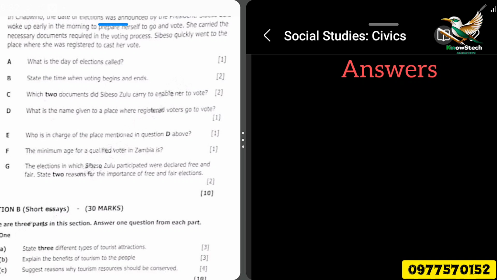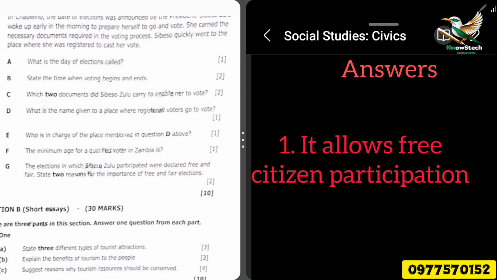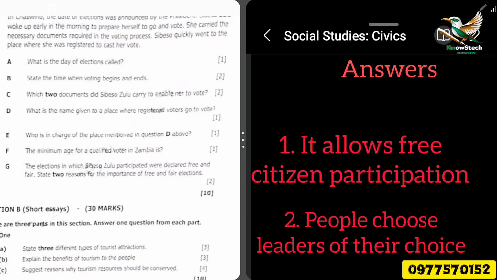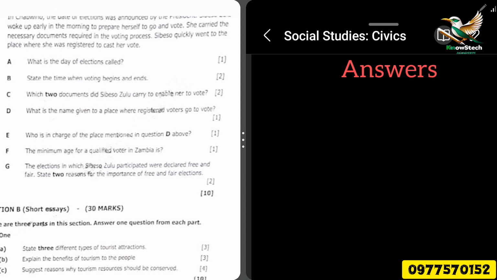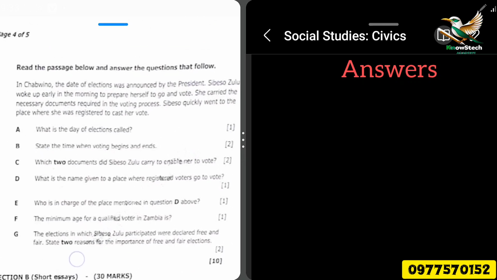The elections in which Siveso participated were declared free and fair. State two reasons for the importance of free and fair elections. Okay, number one, you can say it allows free citizen participation. People make informed decisions. People choose leaders of their choice. All right, any of the two, three. Two of the three, you can choose two. So that's it about this question. Let's go to another question.